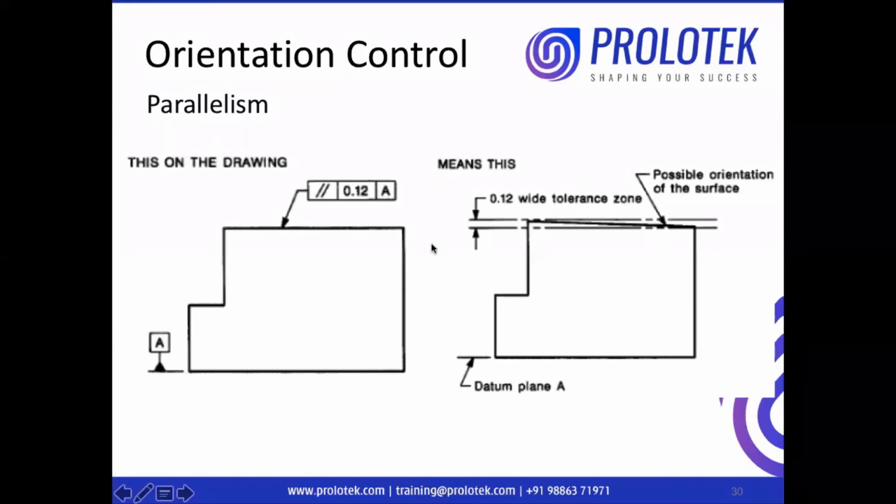Whenever the angular relationship between the surface of control and the datum surface is 0 or 180 degrees, then we use parallelism. In this application, we have two parallel surfaces which are 0 degrees apart. So we are using parallelism. Maintaining perfectly parallel surfaces with reference to the datum surface is not possible. So here we are allowing an error, and that error should not be more than 0.12, which is the value specified in the feature control frame.